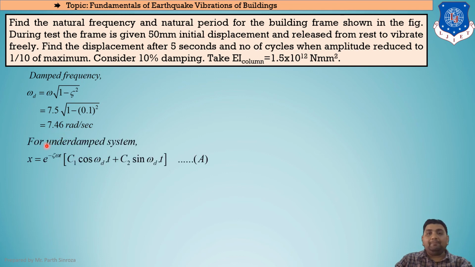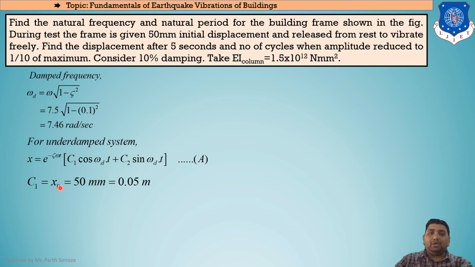Now moving forward, as we all know, it pertains to our case number 3, that was our under damped condition. For the under damped condition, the displacement equation, or you can say the equation of motion, we have derived earlier to be x equals e raised to minus zeta omega t into c1 cos omega dt plus c2 sin omega dt. Clear?